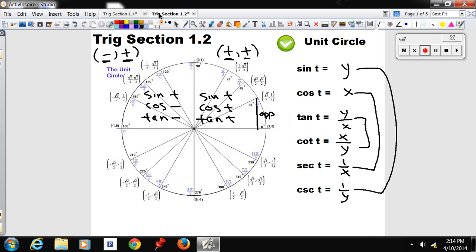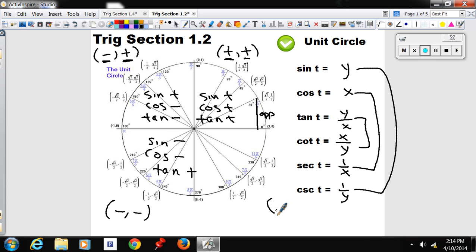Let's go down to quadrant 3. All right, so quadrant 3, we need 2 negatives. So that means your sine is negative, your cosine is negative, and what's a negative divided by a negative? Positive. Your tangent, when there's 2 negatives, will be a positive value. You're never going to have a quadrant where they're all negative, because a negative divided by a negative will always give you a positive value.